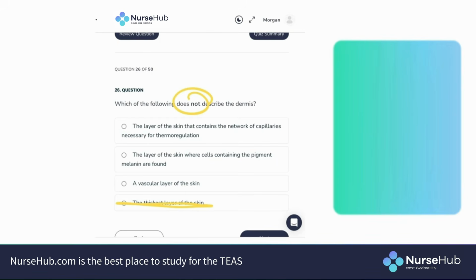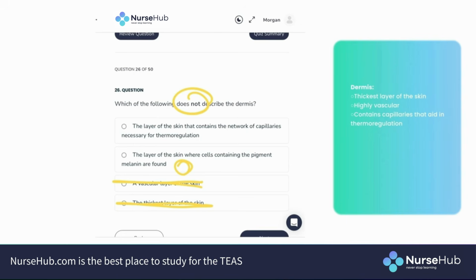The next one is that the dermis is highly vascular, meaning it has a lot of blood vessels, as it has to supply oxygen and nutrients to the epidermis, which is avascular or lacking in blood vessels. So I can eliminate this one because this is also a true statement. And the next answer choice is the layer of skin where cells containing the pigment melanin are found. The layer of the skin where melanin is found is called the epidermis. So this statement is not true. This is our correct answer, but let me just go to the last one to double check.